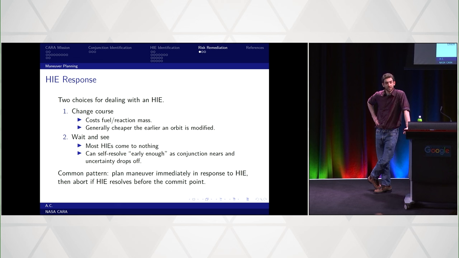Upon receiving a notification that we have a high interest event, as an owner operator of a satellite, I have two options. I can do something, or I can do nothing. And there are actually real reasons for doing both. The do something column obviously mitigates the potential risk to the satellite, but it does burn fuel and or reaction mass. But it is cheaper to do, generally, the earlier that you fire off that decision.